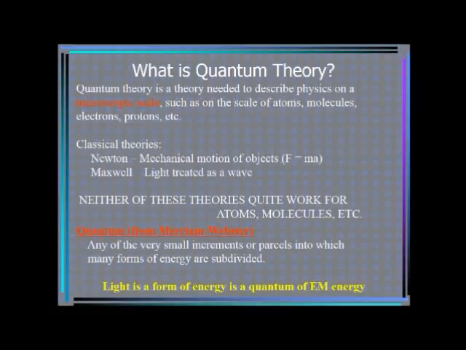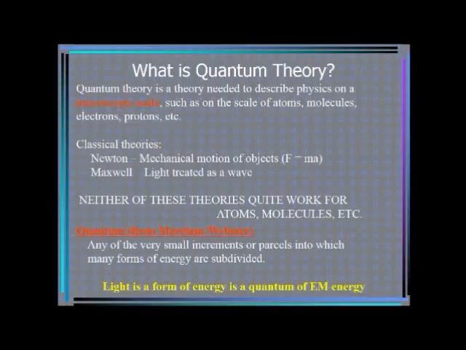Now, previously we have learned about the classical theories, like Newton's mechanics of the motion of objects, where you have seen F equals m into a, or Maxwell, who treated light as a wave. But all the problems were not solved by these classical theories, so quantum theory came into existence. These classical theories are not suitable for microscopic particles like atoms and molecules, and hence they can be solved by the new theory which we will learn today, that is the quantum theory.